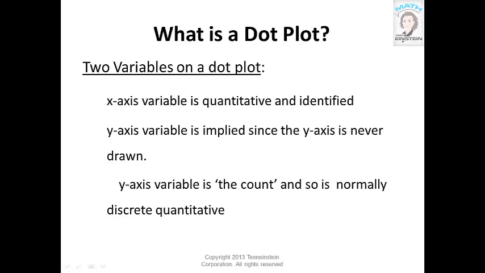Discrete means 1, 2, 3. There's a real jump between, no decimals. This is called a count, discrete quantitative data. But the x-axis may not be discrete. It may be discrete, it may be continuous also. Nothing wrong in it.